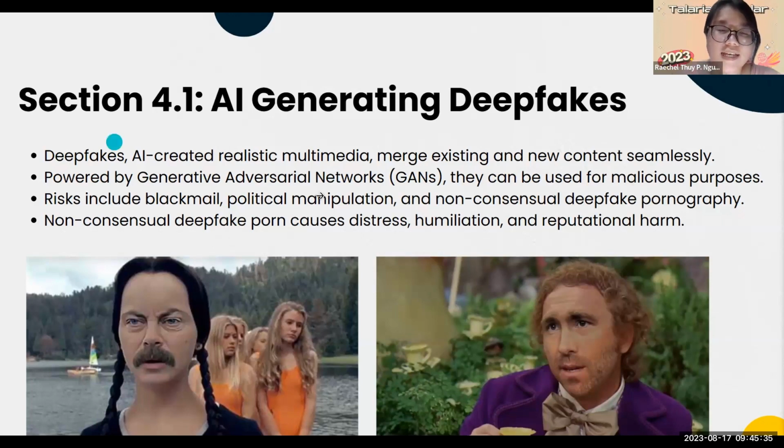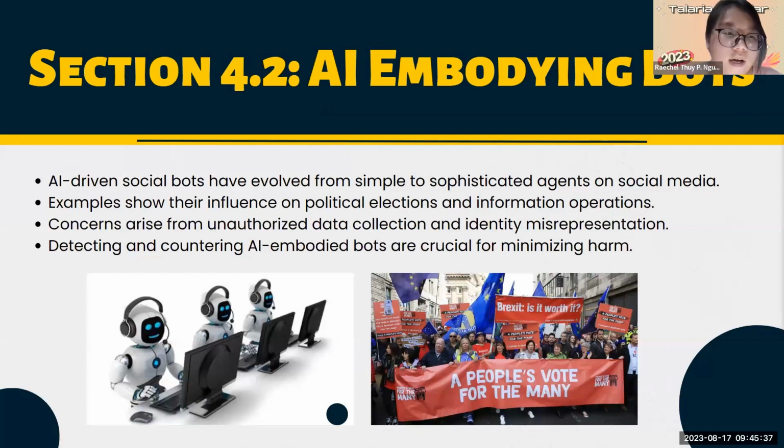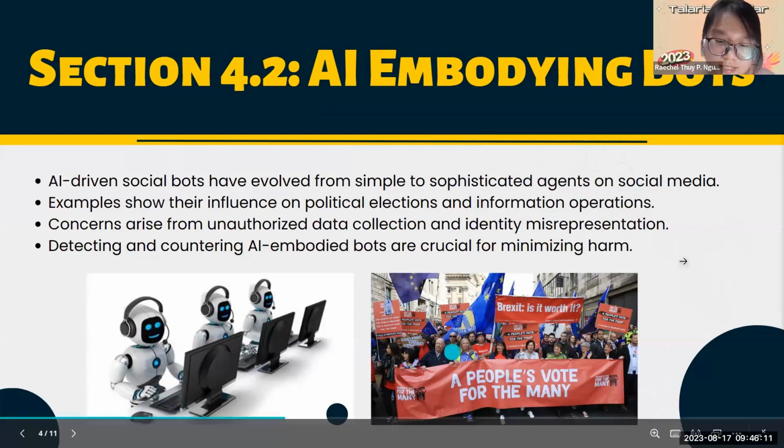The second case study is about AI-embodied bots. AI-driven social bots have evolved from simple to sophisticated agents on social media. Examples show their influence on political elections and information operations. Concerns arise from unauthorized data collection and identity misrepresentation. Detecting and countering AI-embodied bots is crucial for minimizing harm. You can see it here, this is the picture of Brexit in 2016.